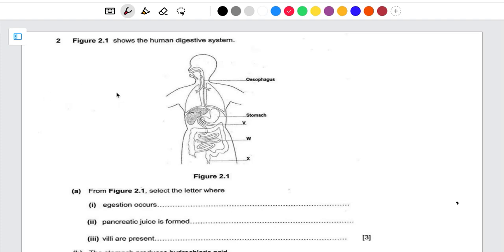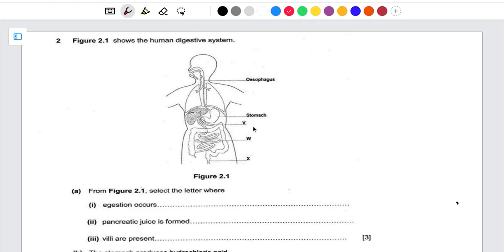Interesting question for biology. The question is saying figure 2.1 shows the human digestive system. So we have the esophagus where peristalsis occurs. Once you ingest the food, peristalsis is going to occur in the esophagus because it has the circular muscles as well as the longitudinal muscles that move in a wave-like manner.